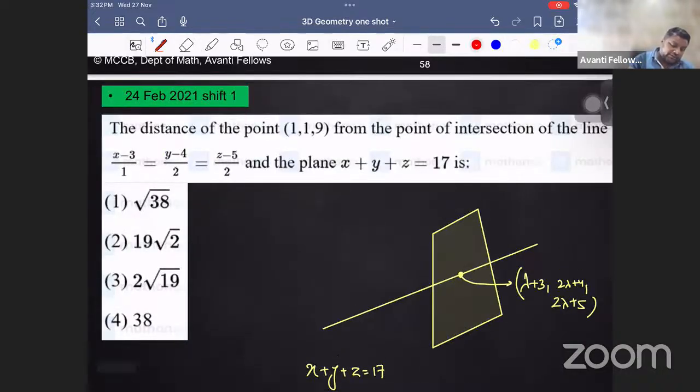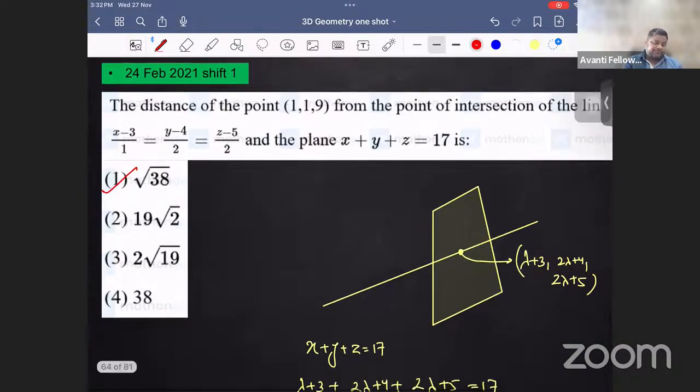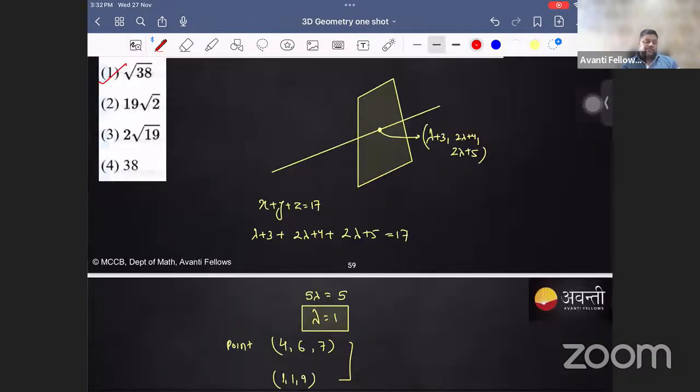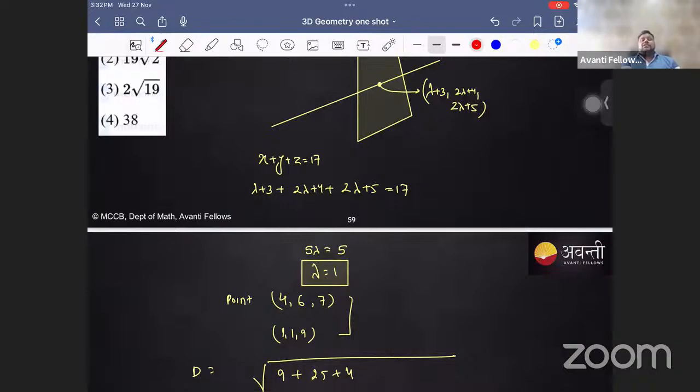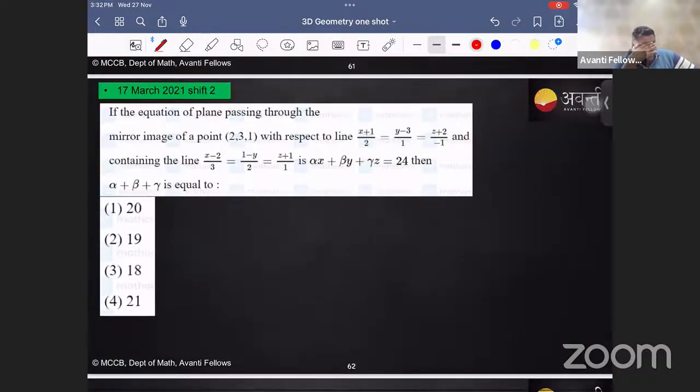Got it? Root 38. Fine. And a very simple question. One of the easiest questions ever asked in any competitive exam. Very easy. Directly get the point of intersection and then get the distance. All right. Okay, try this one.